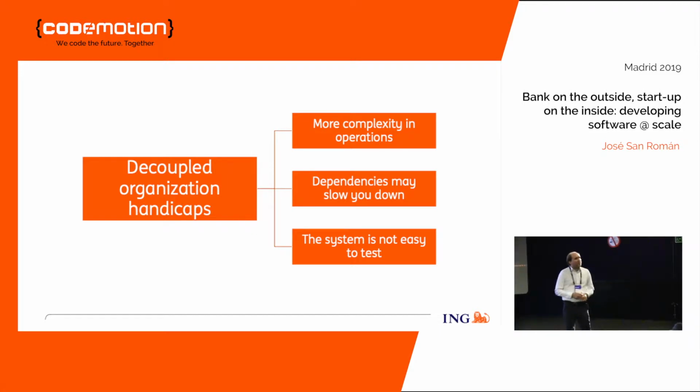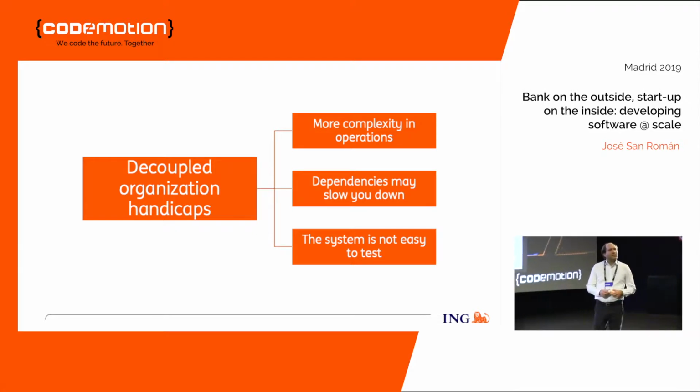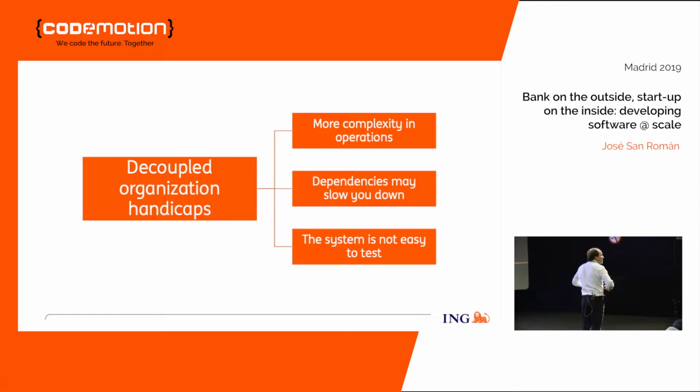You are creating more dependencies. And we know that dependencies will slow us down. And the third one, we are creating a system in a manner that is not easy to test. Okay?